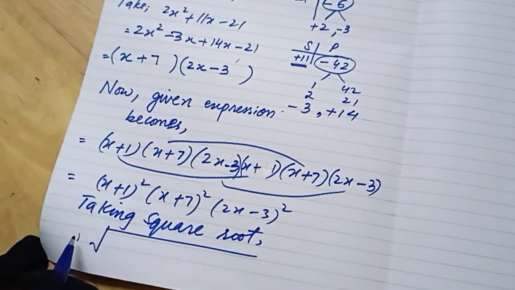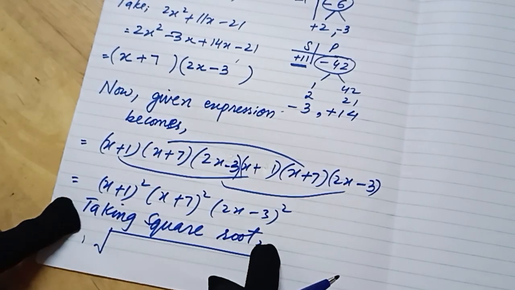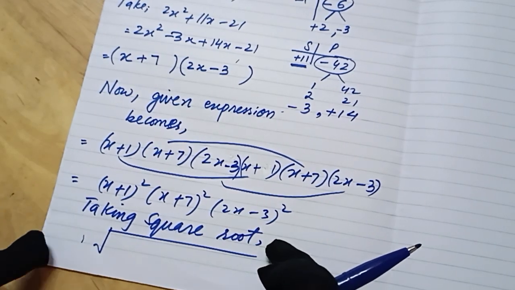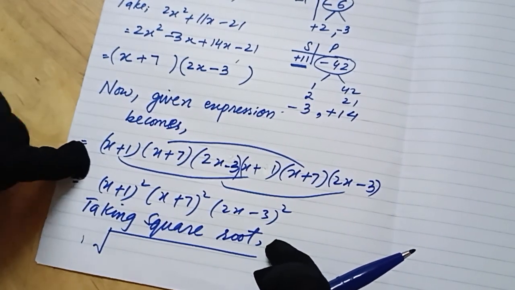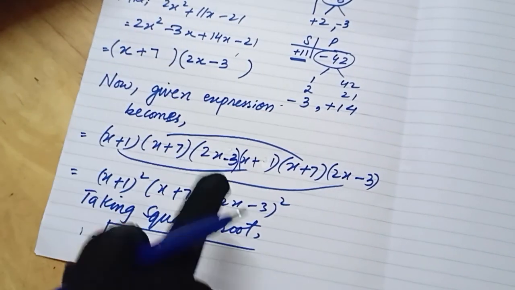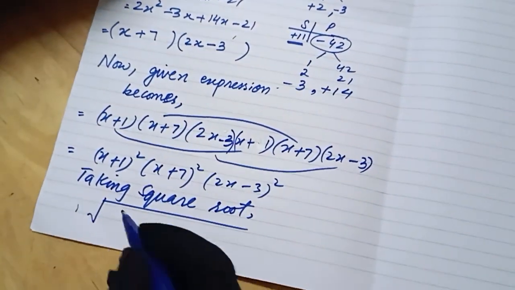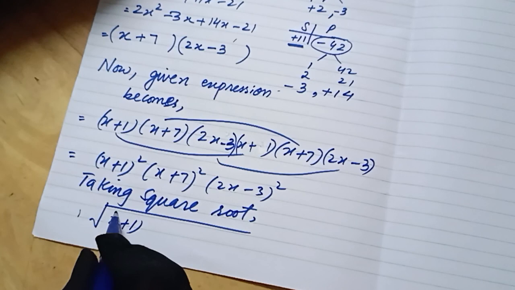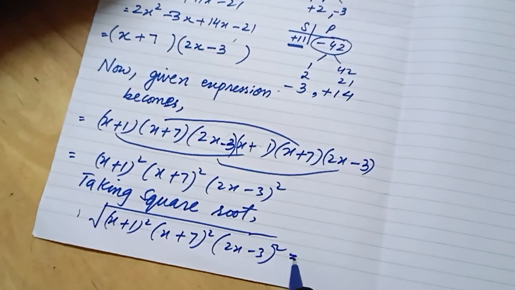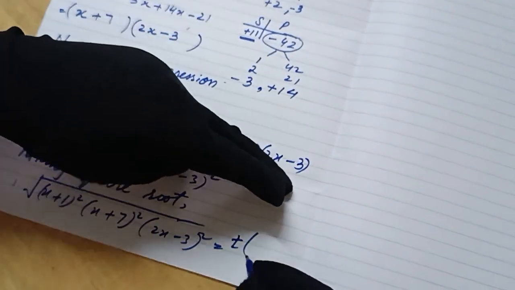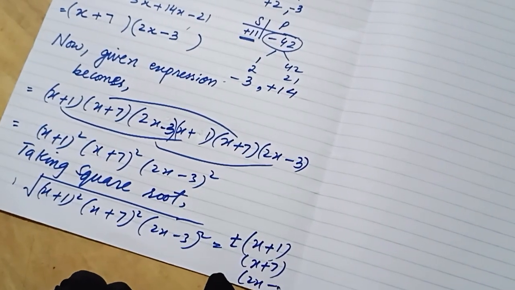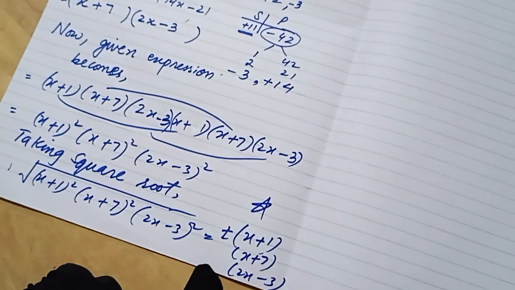Whenever I take the square root, I do not put the equal sign over here because I'm just taking a new step, so this step is not equal to the previous step. When you're writing taking square root, don't put the equal sign here because it's not equal to the previous step. If you want to put the equal sign, then you have to put the square root on all the expressions from the top to the bottom. So taking square root of this one, x plus 1 whole square, x plus 7 whole square, 2x minus 3 whole square, that is equal to plus minus, I'm writing it here, x plus 1, x plus 7 and 2x minus 3, and this is your answer. Okay.